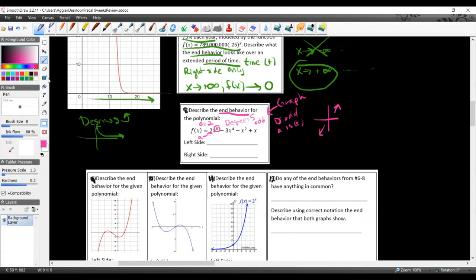So for the left side, let's go ahead and color code this. For the left side, we have that as x approaches negative infinity, so over here, f of x is going to negative infinity. And on the right side, we have this right here, as x approaches positive infinity, well, f of x is also going up. So positive infinity. In case you can't see that, let me rewrite that. Positive infinity, okay? And that's it.